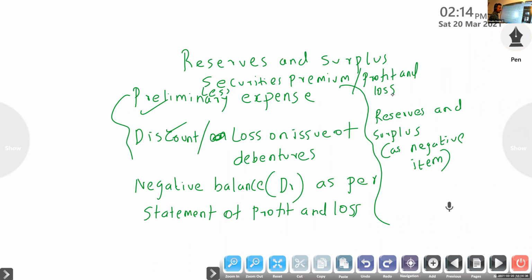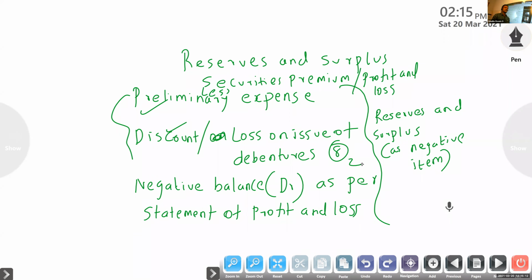Suppose the company issues shares at a price less than the face value, say at rupees 8. That 2 is a loss, that is discount or loss on issue of debenture. Preliminary expenses: at the time of starting, before registering the company, a lot of expenses take place. We have to pay legal expenses for getting registration, and to set up the idea of starting a business, we spend a lot. That is preliminary expenses, which we normally write under non-current assets.